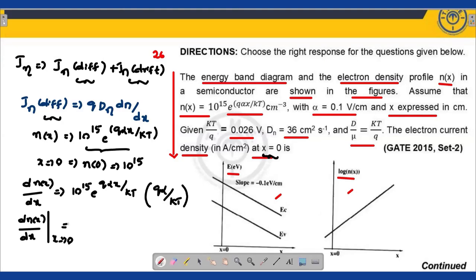Now substitute here, it is at x equal to 0. If I am doing so, it is equal to 10 power 15. Then e power 0, e power 0 becomes what, my dear friends? 1. Then you are getting q by kT into alpha. Q by kT is the reverse; kT by q is this one. Q by kT means reverse. Then it becomes 1 by 0.026.